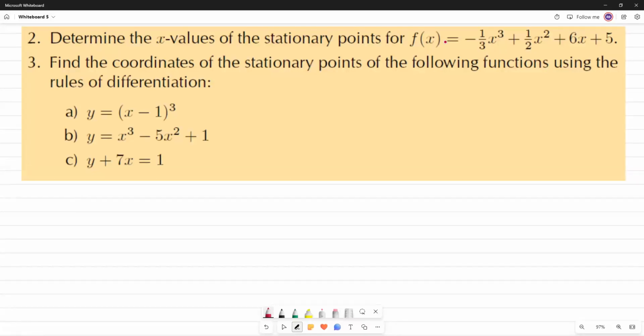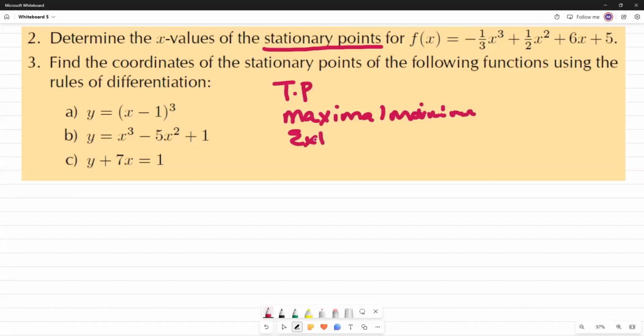In this video, we're going to be doing the turning points and points of inflection of cubic functions. Here are the keywords that you need to know. If they say stationary points, TP, maxima, or minima, extreme points, they are basically saying the same thing. Sometimes they'll say, find the extreme points of this function, maxima and minima, or turning points, or stationary points. They just mean one and the same thing.